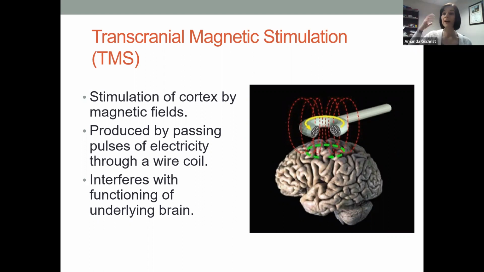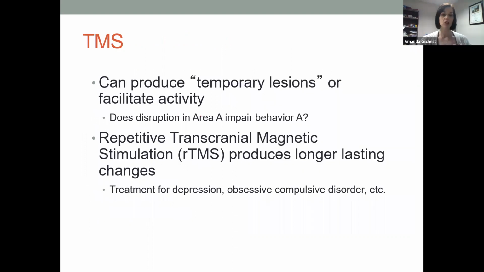One of the other things that we'll find is that depending on where it's applied, it can produce muscle twitching. It can also, if applied to an area like Broca's area, although it would be on the left, wouldn't it, potentially produce a temporary speech arrest. Part of the reason that TMS is so cool is that it produces temporary lesions, or under certain circumstances, it can facilitate activity based on how it is applied. So basically, we're asking ourselves this question: does disruption in area A impair behavior A? If it does, it probably means that area A is important for that behavior.